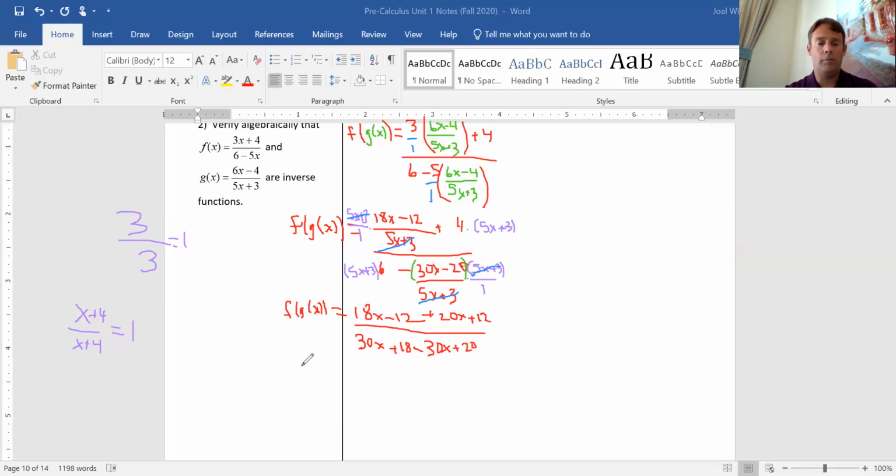So let's go ahead and clean up by simplifying the top and bottom here. And we end up with negative 12, so the 12s cancel out. I have 38x on top. The 30x's cancel out, and I'm left with 38 on the bottom. So amazingly, 38x over 38, that would be the same thing as, yeah, you guessed it, f of g of x equals x.